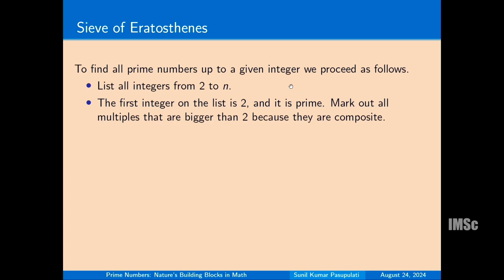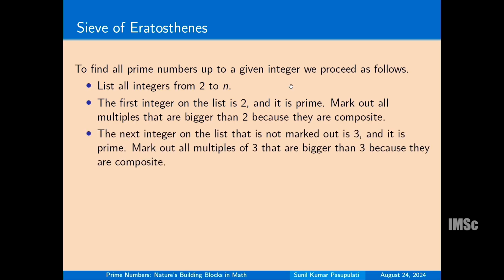So you strike out all the numbers greater than 2 which are multiples of 2. Finding a factorization of a number is difficult, but checking whether some number is a multiple of another is comparatively not as hard. So next, 3 will not be marked out, right? So next move on to 3.